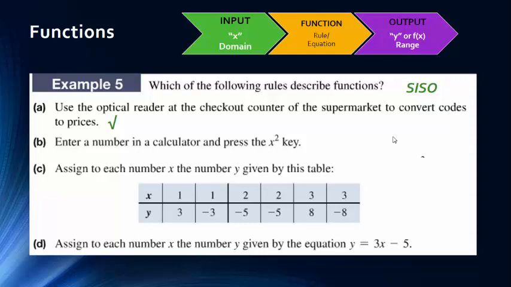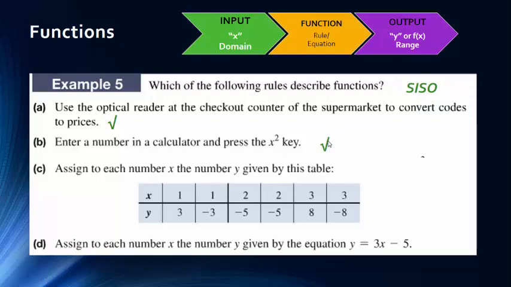B: You enter a number into the calculator and you press the square key. If I put 4 in and hit square, I get 16. If I put 4 in again, I get 16. Notice if I put -4 in and hit the square key, I also get 16. But that's okay, because those are different inputs. Different inputs can have the same output. Seesaw and deesaw, different inputs with the same output, is okay. So this again is a function.